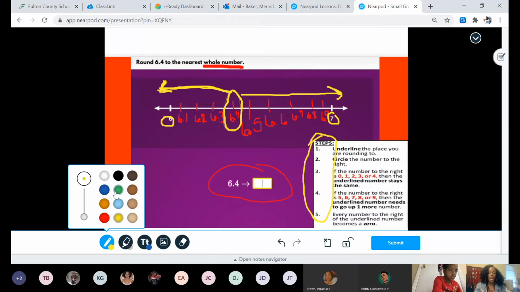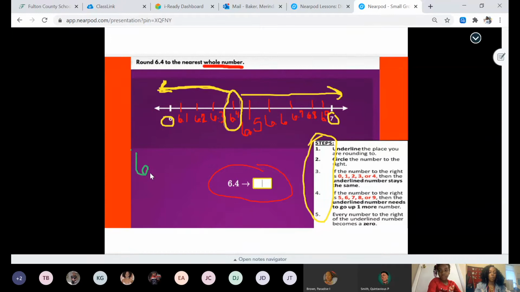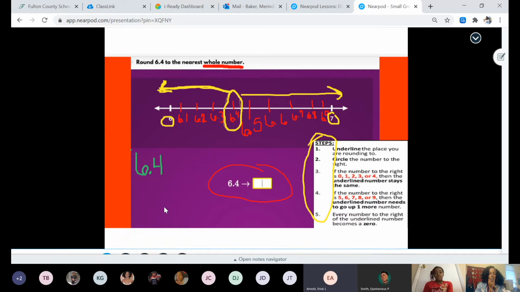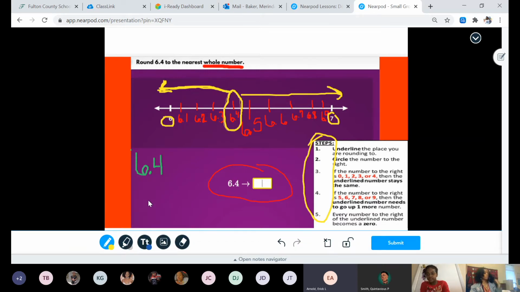All right, step 1, Eric, help me out. What's the first step that we would take to round 6 and 4/10 to the nearest whole number if we follow our second strategy? Go ahead and unmute. All right, if we're going to use this strategy, we have to underline the place we're rounding to first. What place are we rounding to? We're rounding to the 1's place. Now, what digit is in the 1's place? 6. The 6 is in the 1's place.